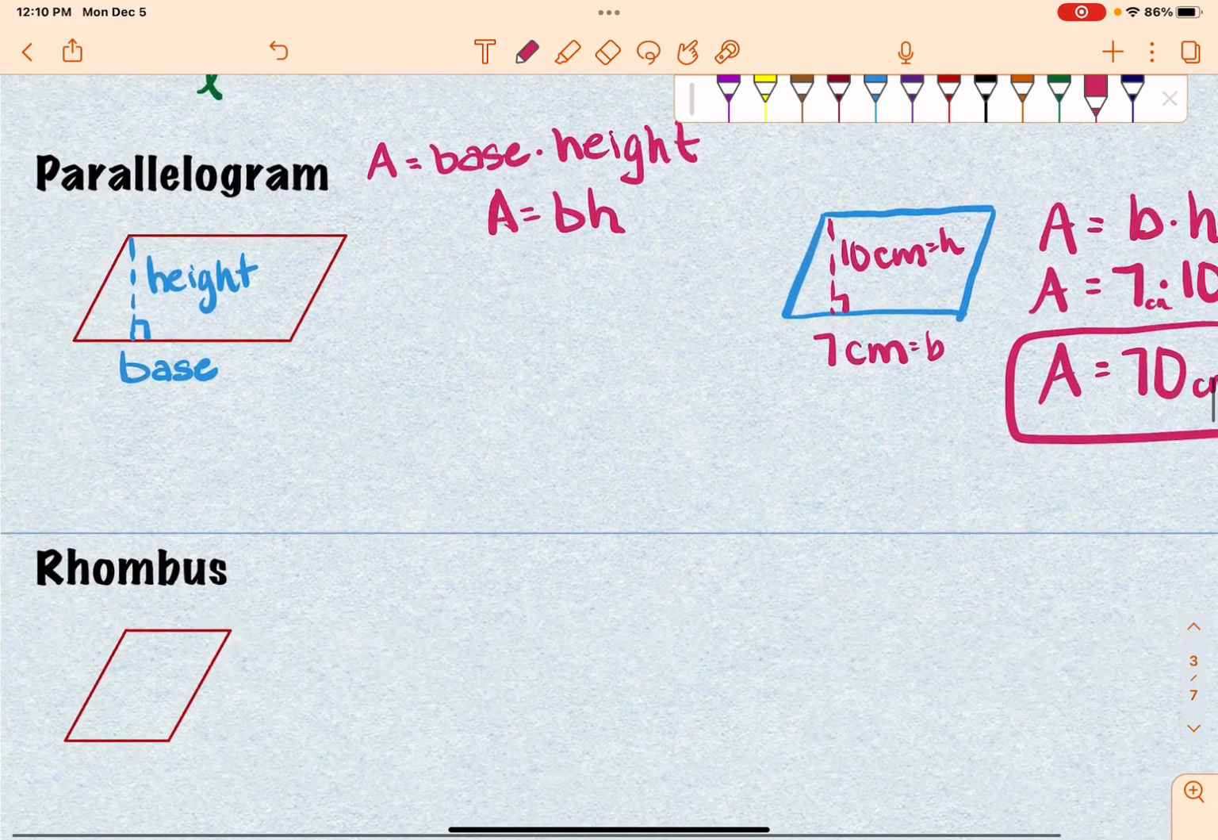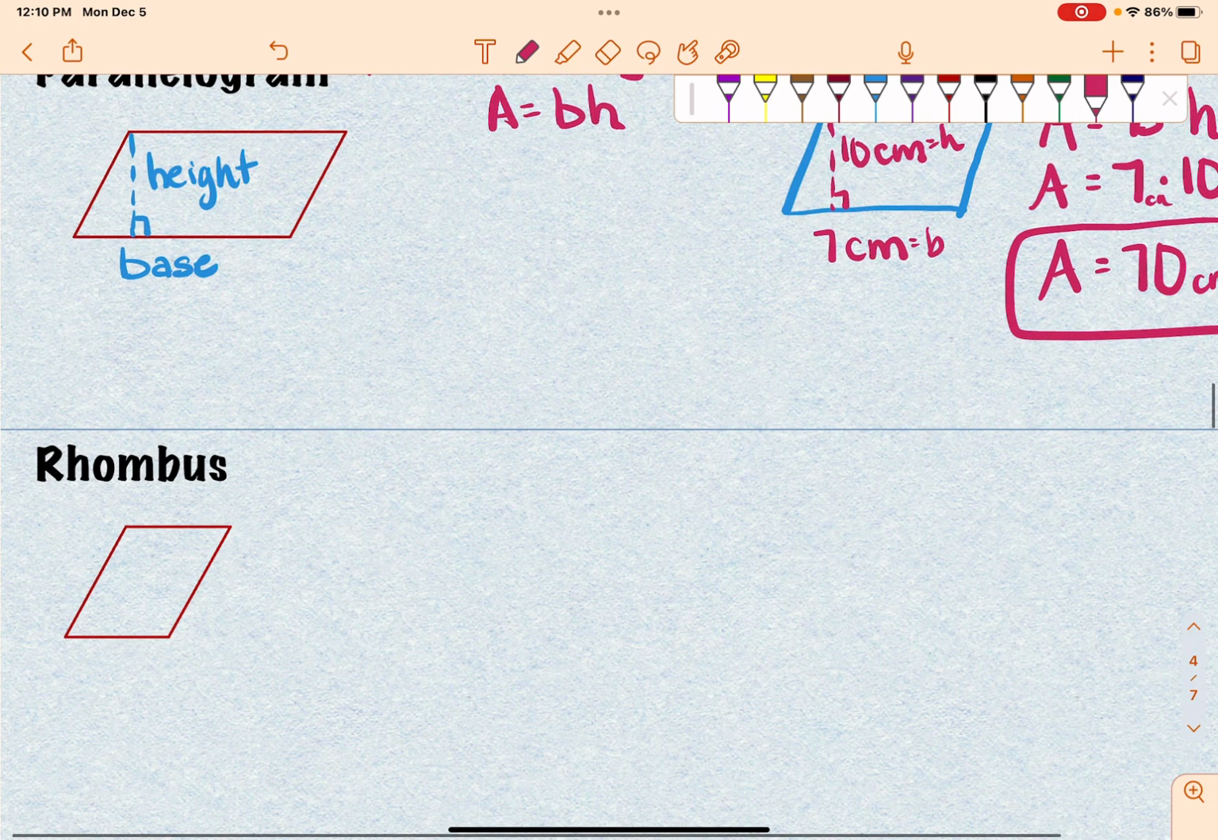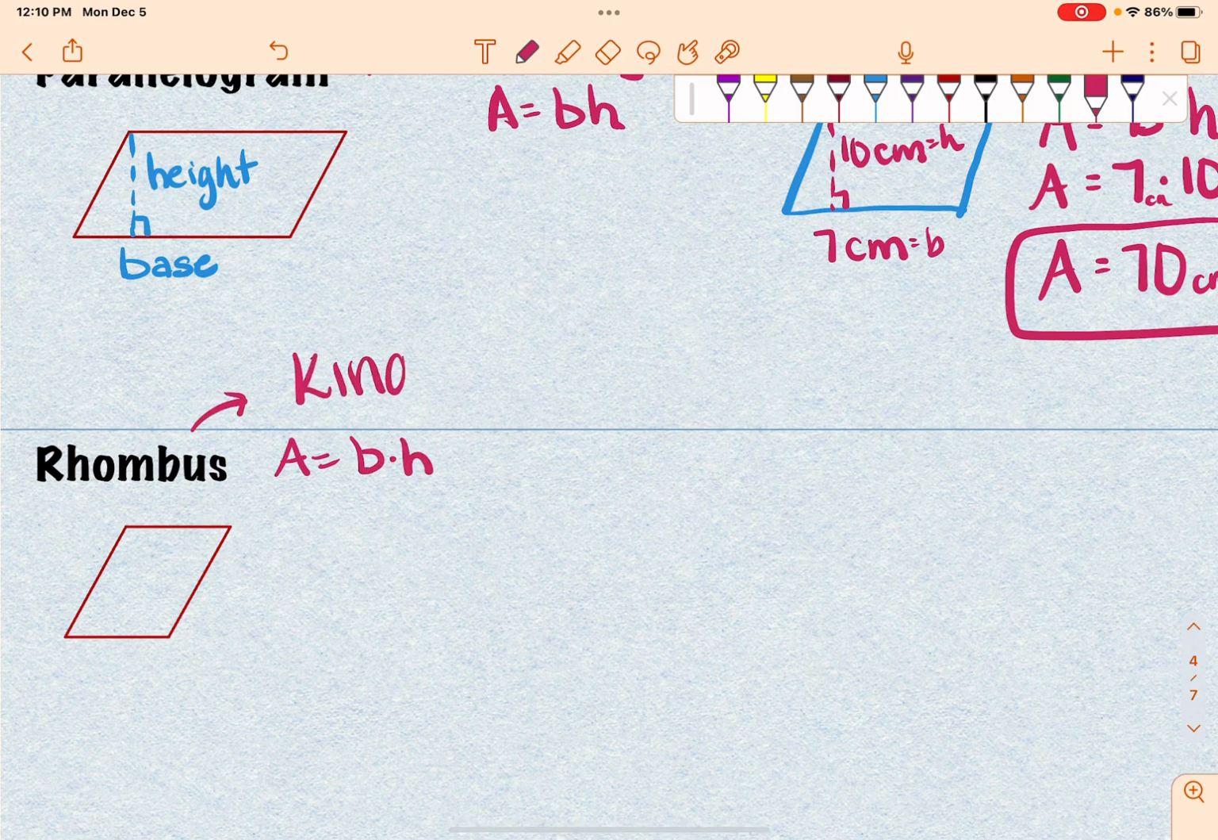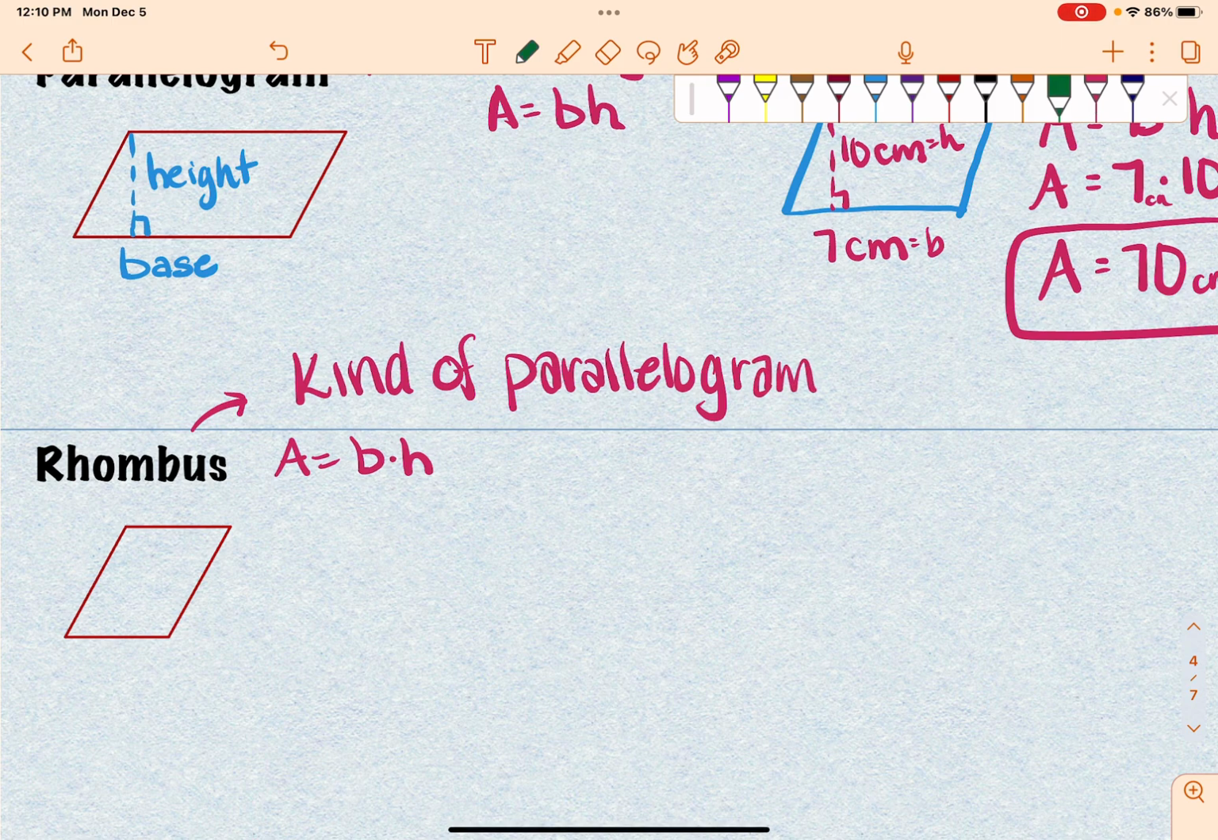Okay, now let's go to rhombus. So rhombus, you're still going to follow that base times height because a rhombus is a kind of parallelogram. So it follows the same formula. Now the only difference is we know that if this is 8 miles down here, the other side would also have to be 8 miles. They have to be the same. So if you know one length, you know the other.